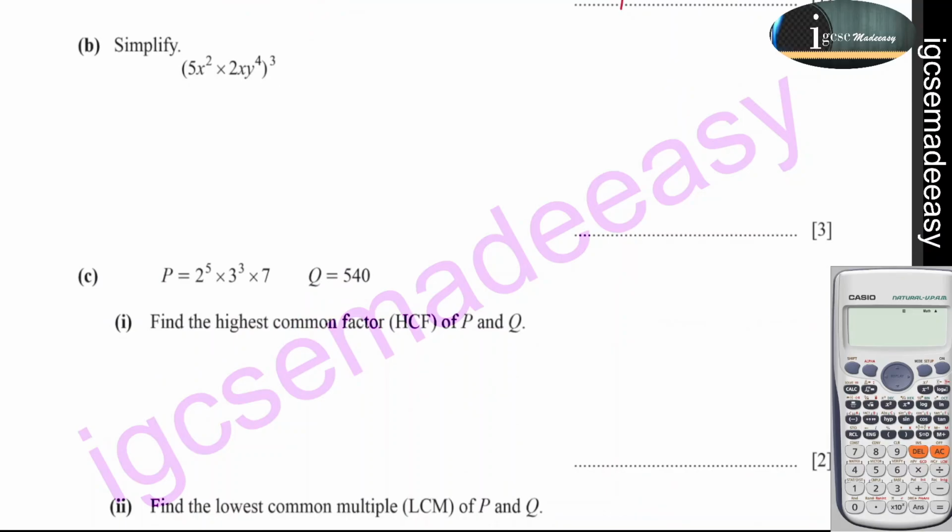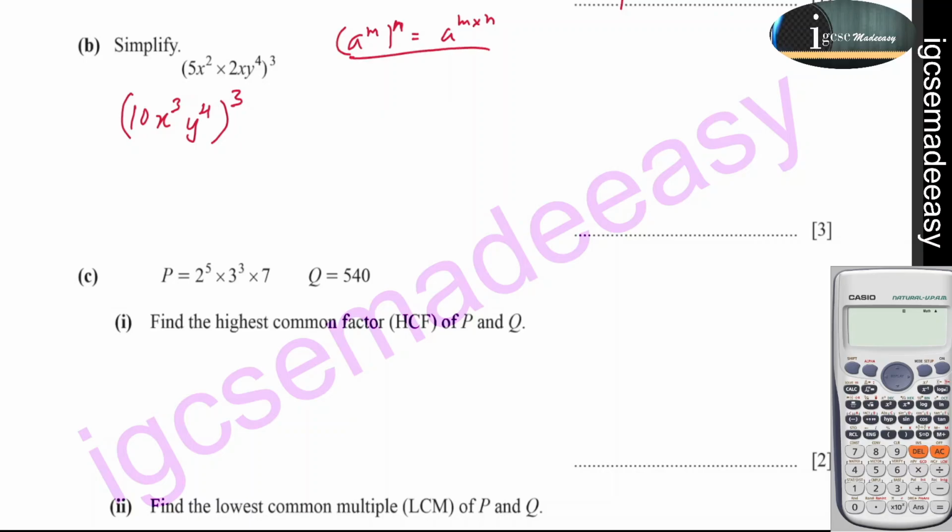Part B says simplify this. So we can do one thing. We can use this rule, a raised to power m, all raised to power n, is a raised to power m into n. So if the bracket is given, we can multiply it, right? So let's first solve the bracket inside. What all things can be solved? 5 times 2 is 10. So x square into x is x cube, and y to power 4 is there. Put a bracket, and outside the cube is there.